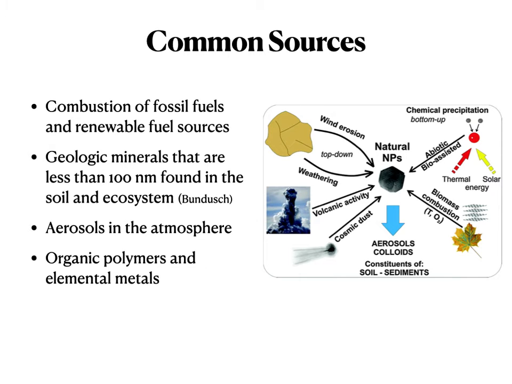The diagram to the right shows you a few different ways that natural nanoparticles are formed in nature. One of the most interesting ones is cosmic dust, where small particles from comets that previously struck Earth have left nanoparticles in our area. Volcanic activity, weathering and wind erosion of rock, as well as biomass combustion from natural vegetation.